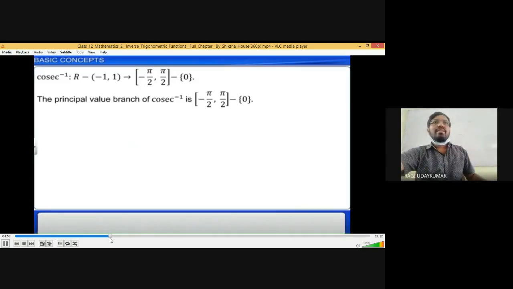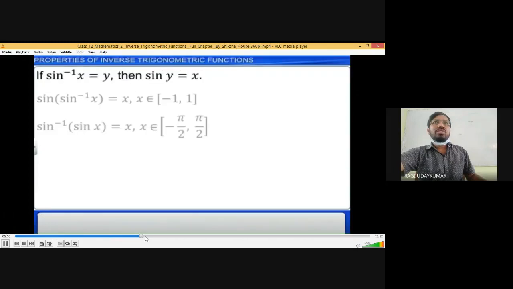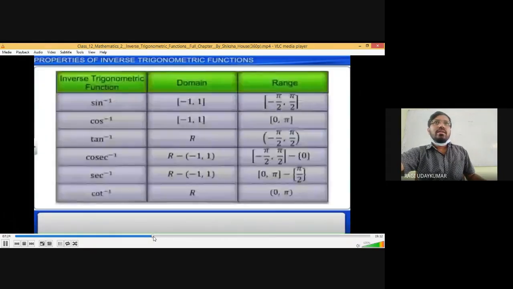So at last I will show you all the trigonometric functions, and this is the thing you have to remember here. The previous one, whatever I have shown to you, is the trigonometric functions, domain and range. Now here, inverse trigonometric functions, domain and range. Please try to remember this one.